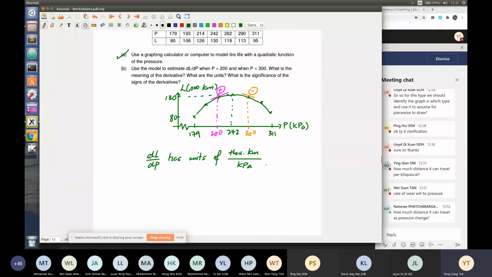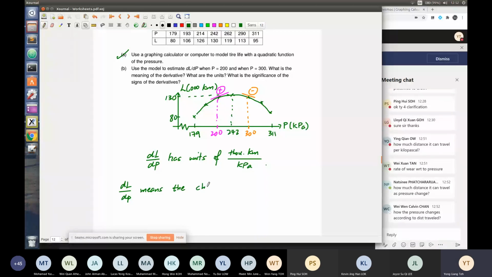Okay, so the LDP actually means the change of the tire life, of course in thousands of kilometers, for every 1 kilopascal increase in the pressure, in the tire pressure.